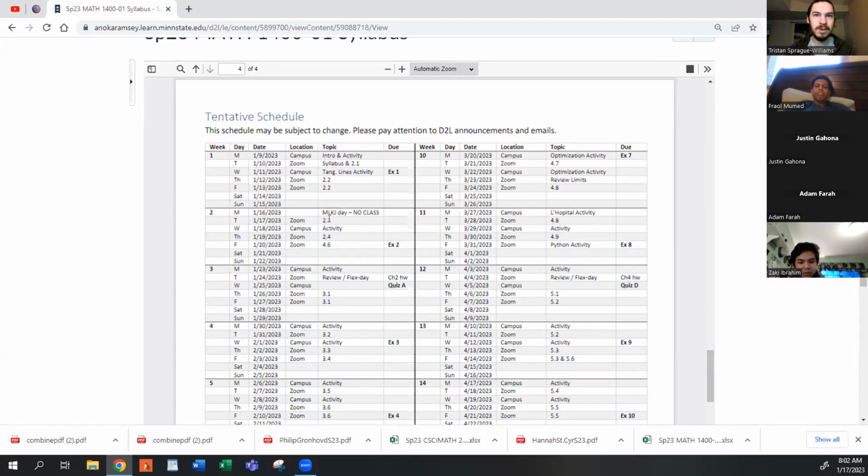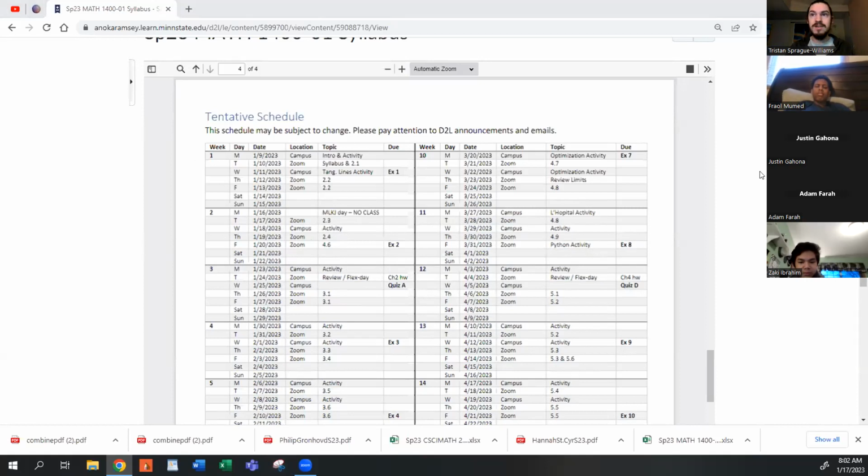Here's Tuesday. Today we're going to talk about section 2.3, a little bit of 2.4 as well, actually. But we've got an activity and a couple more sections, and then you've got your exercise set 2, which will be due on Friday. Okay.